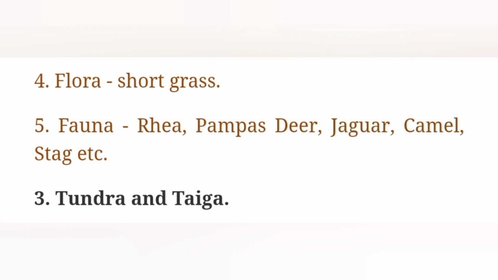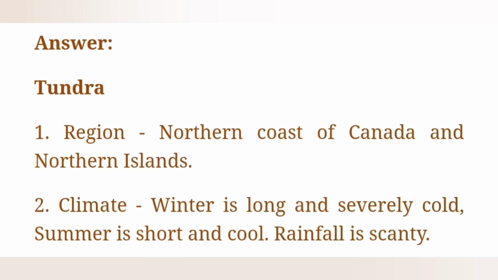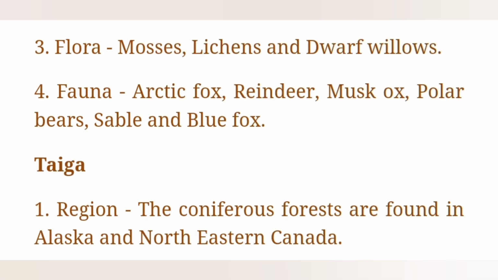Then third one, tundra and taiga. First one, tundra. First point, region, northern coast of Canada and northern islands. Second one, climate, winter is long and severely cold, summer is short and cool, rainfall is scanty.